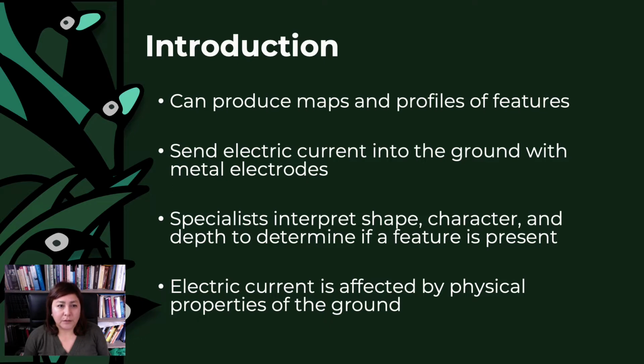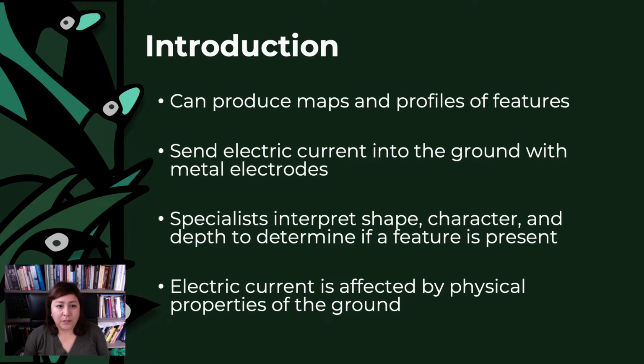The method works by sending an electric current generated from a battery into the ground using metal electrodes. The computer measures the voltage between any two electrodes and then calculates the resistance between these two electrodes. Once a measurement has been made from the electrodes, the specialist interprets the shape, character, and depth of any observed anomalies and determines whether they can be related to a possible archaeological feature.